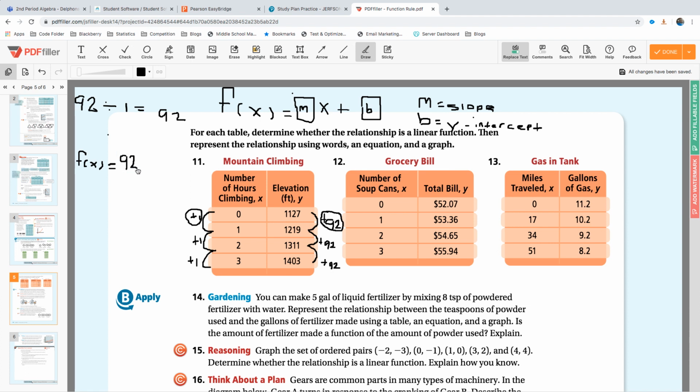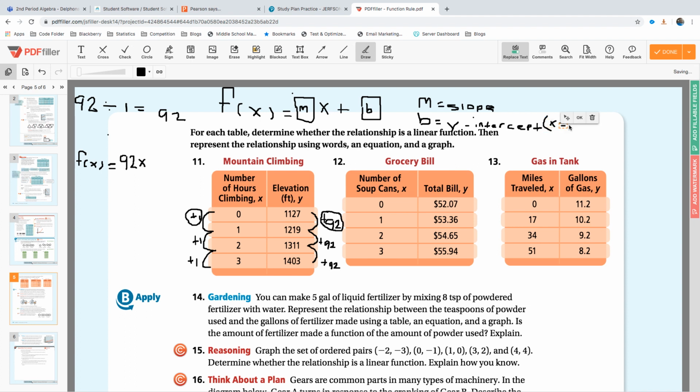Always place that x that was already there. Got it. We're going to put our plus sign. And now we have to find our y-intercept. The y-intercept is real simple to identify within a function table.